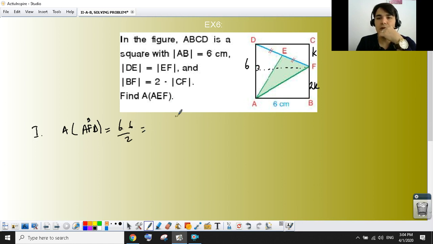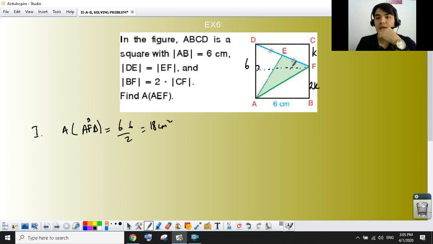So the area of triangle AFD will be 18 centimeters square. Okay. I want you to look at the triangles AED and AEF. Let's compare the areas of the triangles. These two triangles have a common vertex and the common height, right? Because of that reason, their areas will be equal because their bases are the same. ED is equal to EF.